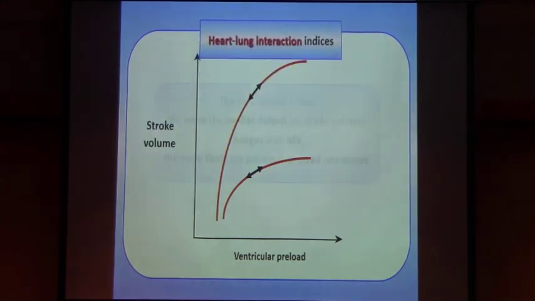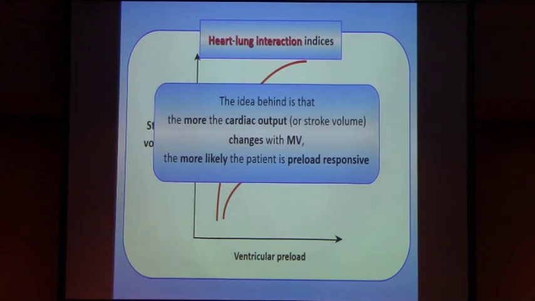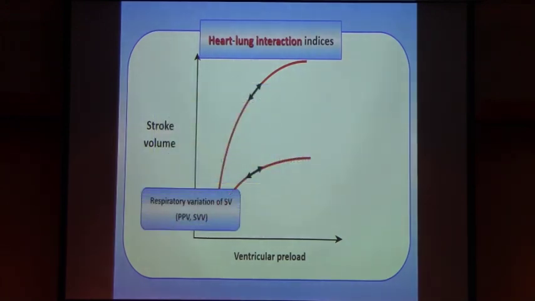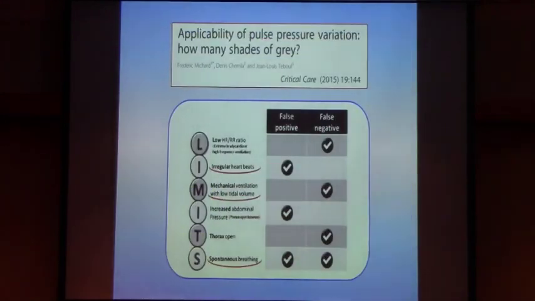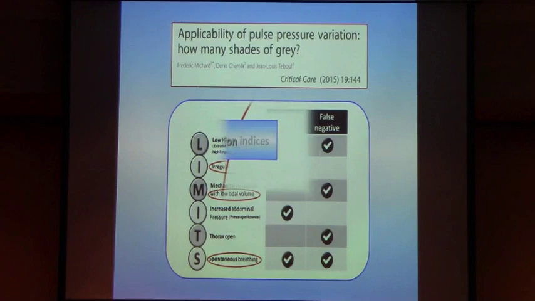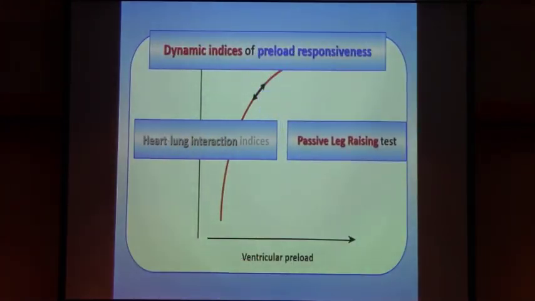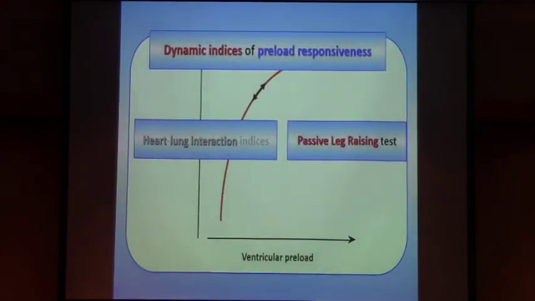Heart-lung interaction indices are not my talk this morning, but you know that we can use pulse pressure variation and stroke volume variation. But there are many limitations to using all these indices, many limitations which can be encountered in the ICU: arrhythmias, low tidal volume, spontaneous breathing activity, etc. There are other tests like passive leg raising, which is feasible in many patients, ventilated patients as well as non-ventilated patients.